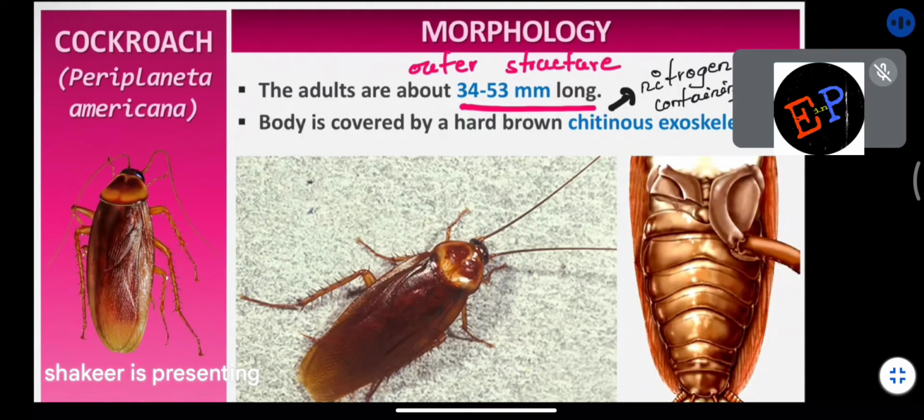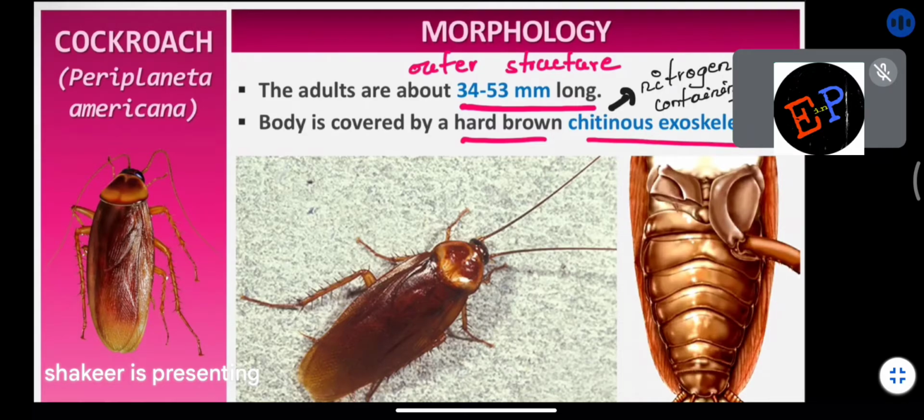So the body of this cockroach is covered by a hard brown chitinous exoskeleton. Okay? In the human body, we have an endoskeleton. We have the skeleton present inside our body. But for cockroaches, you will find a skeleton outside the body, which is called exoskeleton. Are you able to understand? And here you are seeing these brown color parts. The exoskeleton is present on the dorsal side and also on the ventral side.